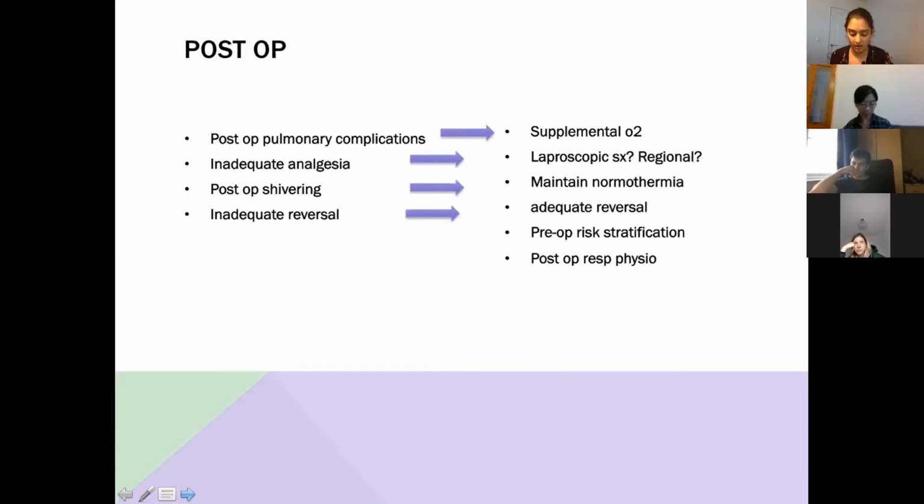Try and think of other ways to reduce the amount of pain, so for example considering laparoscopic surgery or regional pain relief or regional anaesthetic techniques. Post-op shivering is a problem because it increases the metabolic demand for oxygen in a patient who's already at risk of becoming hypoxic. So we need to avoid this by maintaining normothermia and giving supplemental oxygen. And we've already talked about inadequate reversal as well. So preoperative risk stratification is very important in all patients, especially ones with respiratory pathology.